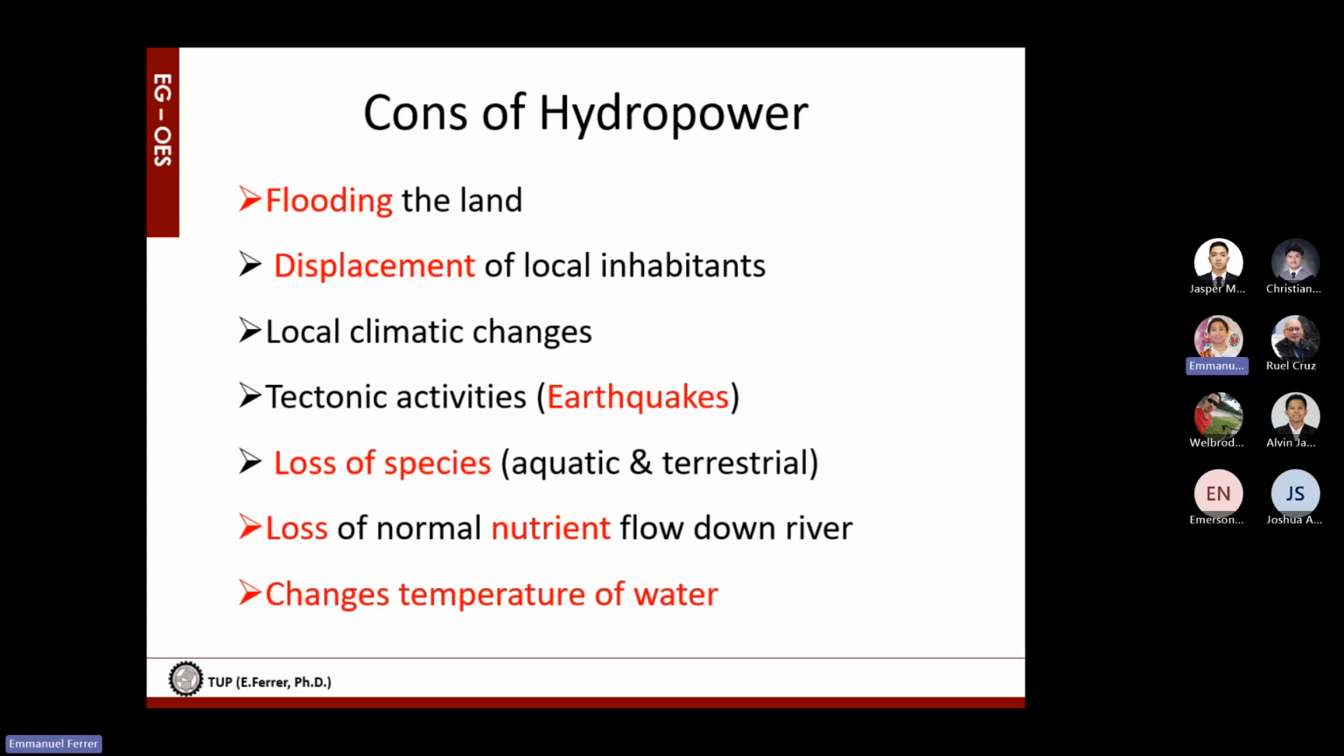Loss of normal nutrient flow, that is also true. Kasi nutrients can come from mountains, no? And if you stop or slow down the flow, so distribution of nutrients will for sure be affected. So nutrients kailangan yun sa halaman, kailangan din yun sa isda. No? So, yung mga bagay na yun kailangan din ng tao. And then also there will be changes in the temperature of water kasi nga the flow is impeded. But for sure there will be changes in the temperature.